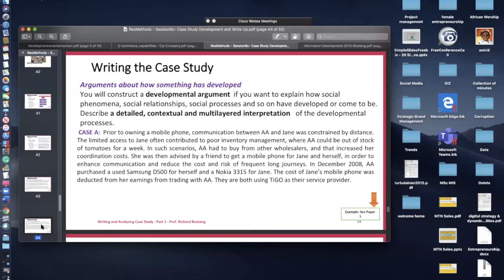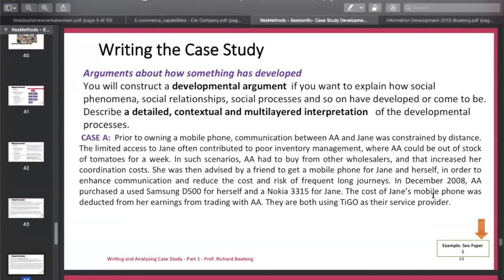So look at this one. Okay, so it says that prior to a mobile phone, communication between AA, we are looking at, I hope you can see, we are looking at the case study. I'm still using the slide that I'm supposed to be using. I'm still using the same slides, please. Okay. All of you are seeing my whole screen. That's one thing. Sorry. Let me zoom in a little bit.